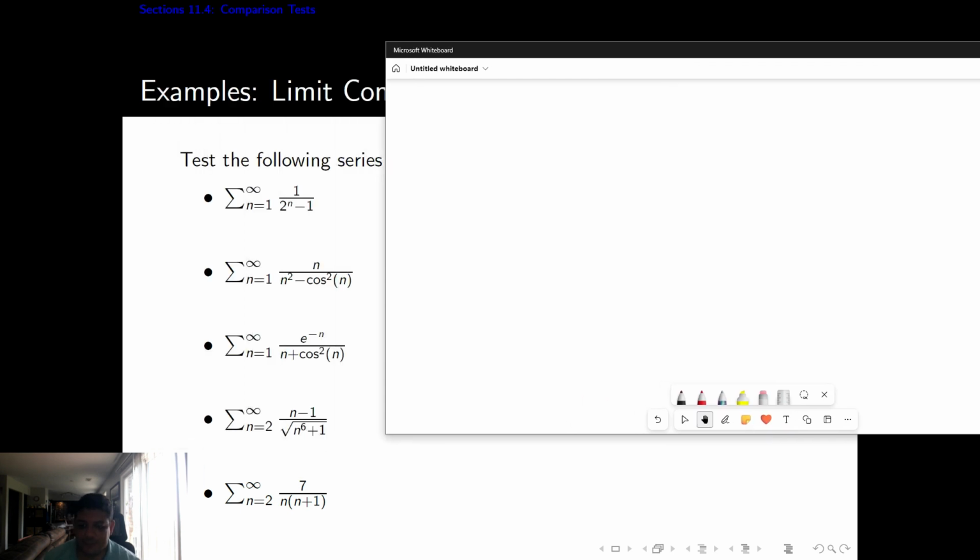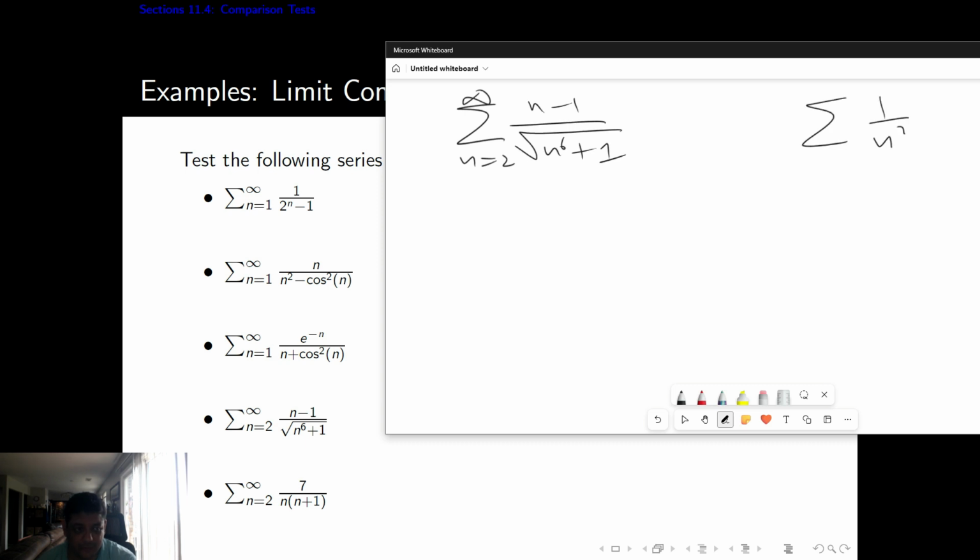Now, another example will be the series from n equals 2 to infinity of n minus 1 over square root of n to the 6 plus 1. So again, kind of what I do here is compare with something. I'm going to ignore this plus 1 and I'm going to think that this is a square root of n to the 6. So this is like n to the 3. And with an n here, n over n to the 3 is like n squared. So I'm going to be comparing this with 1 over n squared. So this is a convergent series by the integral test. You can prove that using the integral test.